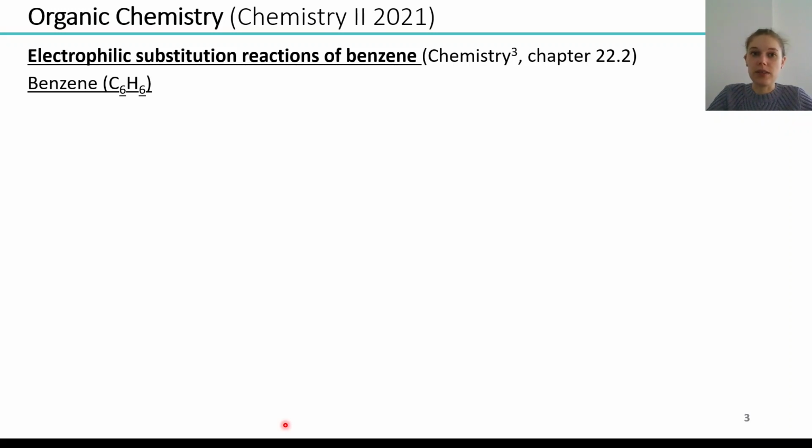So also we have the carbon-carbon double bonds in the benzene molecule. We do not see addition reactions, but instead we see substitution reactions with benzene. What is now an electrophilic substitution reaction?